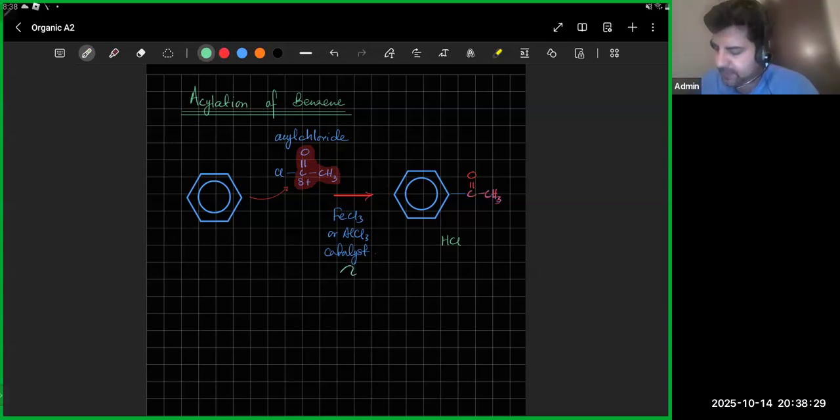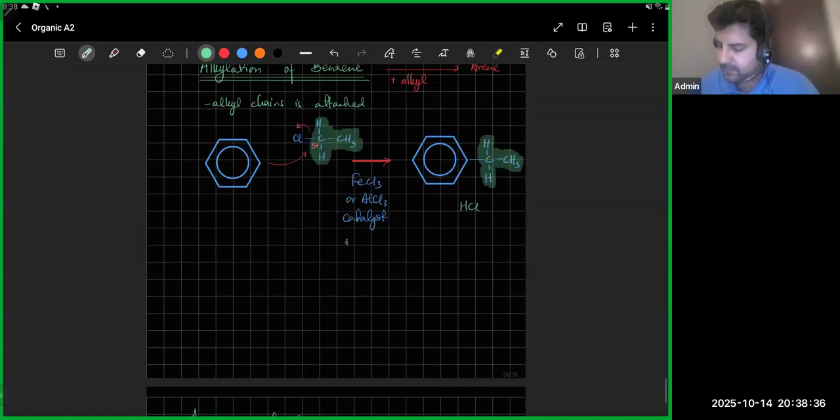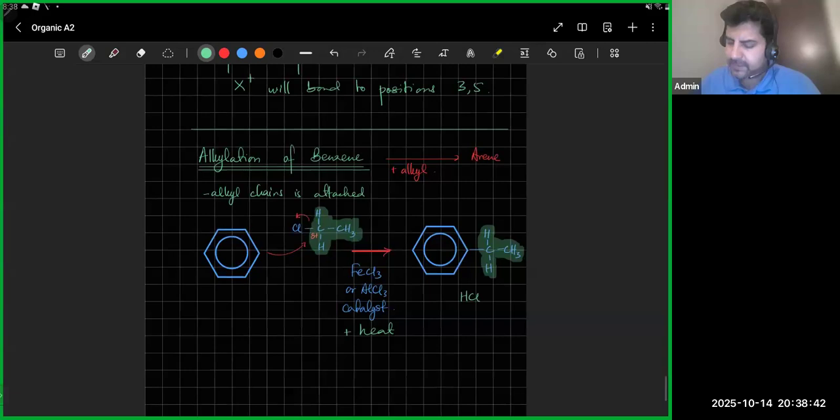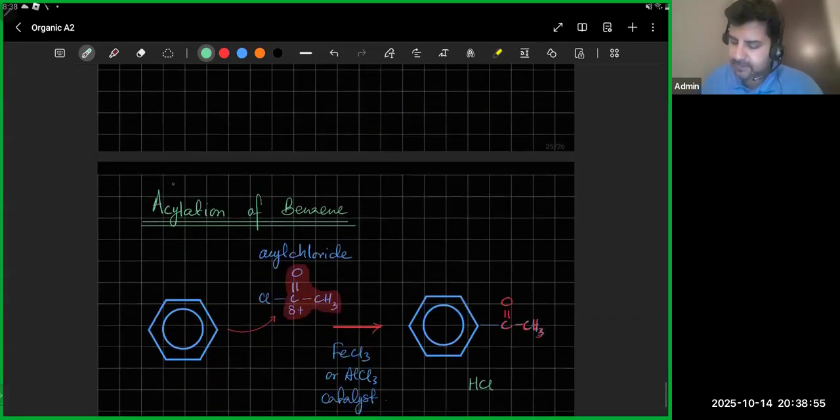Okay, in the syllabus heat is required, so there's going to be heat, and there's going to be heat over here as well. Plus, the proper name for this is Friedel-Crafts alkylation, or acylation is the proper name, and that's again Friedel-Crafts.